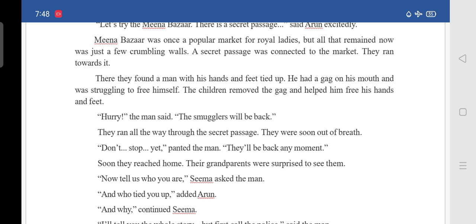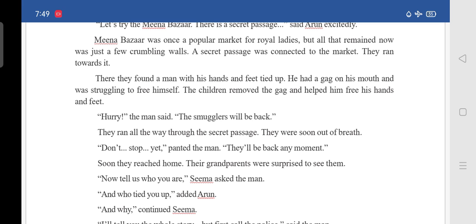So, as Arun and Seema ran towards the Meena Bazaar secret passage, there they found a man with his hands and feet tied, and also he had a gag. Gag means a piece of cloth put in a person's mouth to prevent him from speaking. So they found a gag in his mouth, means they found a cloth in his mouth, and also his hands and legs were tied.